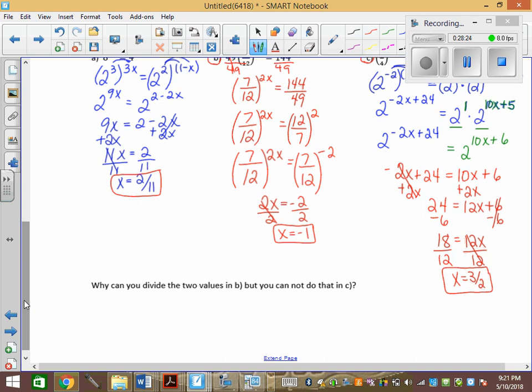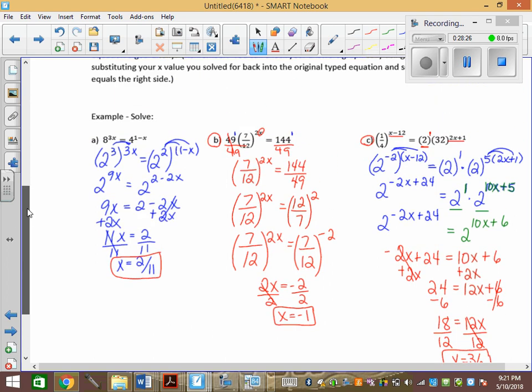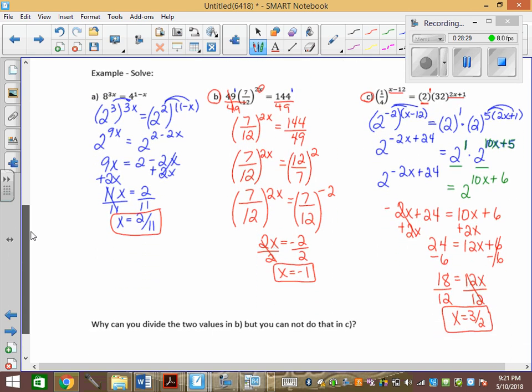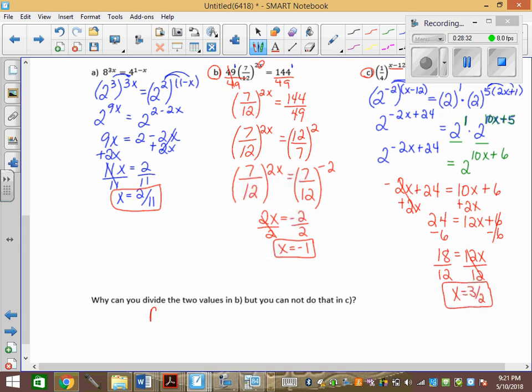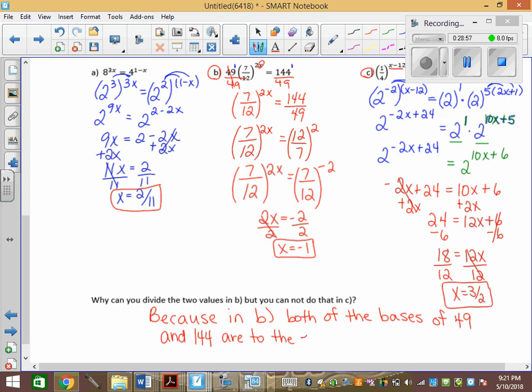So it says here, why can you divide the two values in B, but you cannot divide the two values in C? You can divide the two values in B because both of the bases are to the exponent 1. Because in B, both of the bases, 49 and 144, are to the exponent of 1.